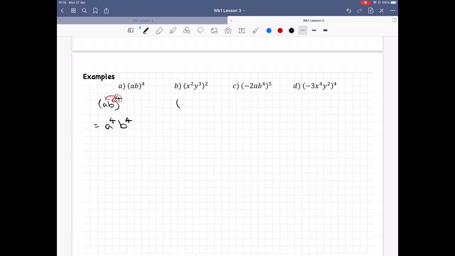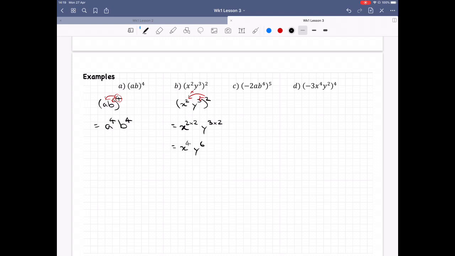If we look at B, we've got (x squared, y cubed) all squared. So again, we're going to take this 2 and we're going to multiply it to that 2 there, and we're going to multiply it to that 3 there. And we're left with x to the power of 2 times 2, y to the power of 3 times 2, which gives us x to the power of 4, y to the power of 6.